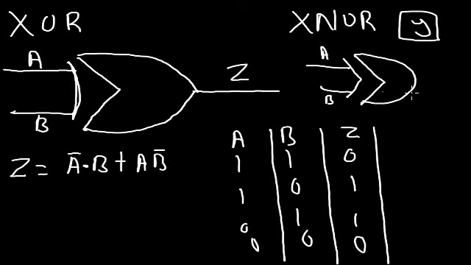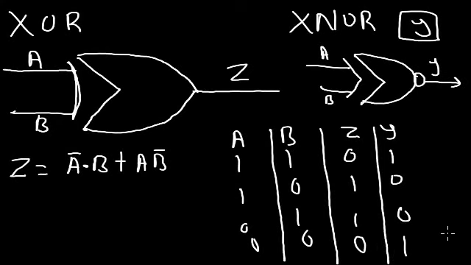So A, B, and this is the output Y. There will be a circle around here. So Y in this case is just going to be the opposite of Z. And so when Z is false, Y is going to be true, and when Z is true, Y is going to be false.